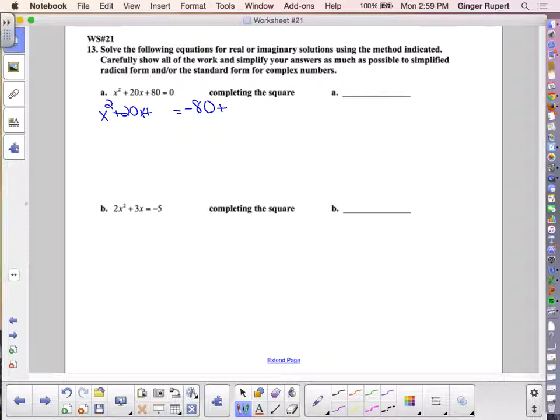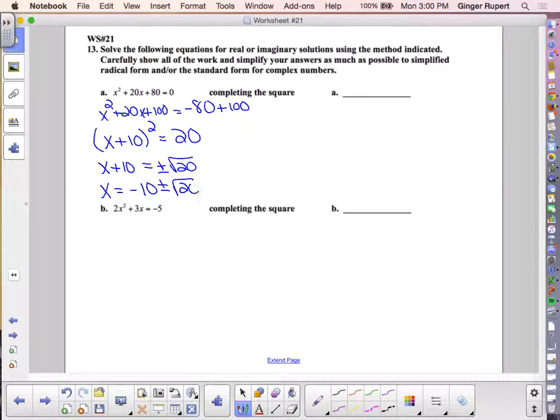So that's going to be 10 squared, which is 100. I'm adding to both sides. Then I'm going to write my perfect square trinomial as a binomial squared. And then I'm going to solve this for x. So I'll take the square root of both sides. X plus 10 is equal to plus or minus the square root of 20. Then subtract the 10, so x is equal to negative 10 plus or minus the square root of 20.